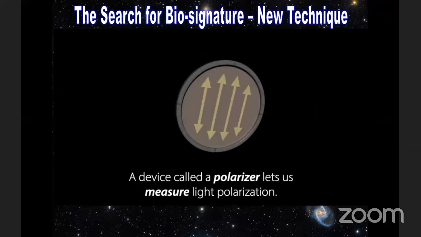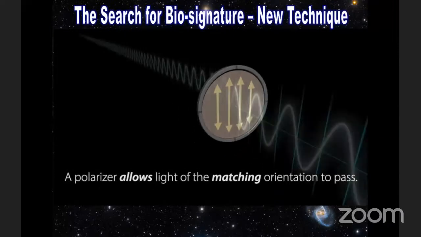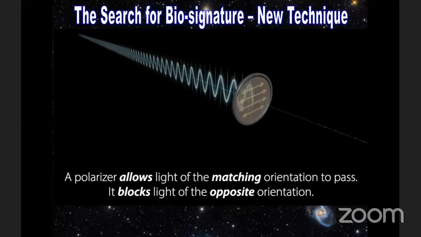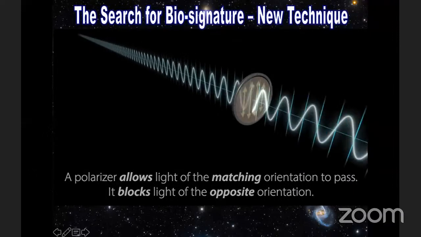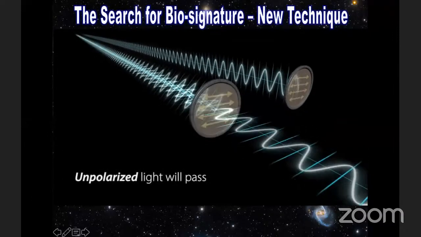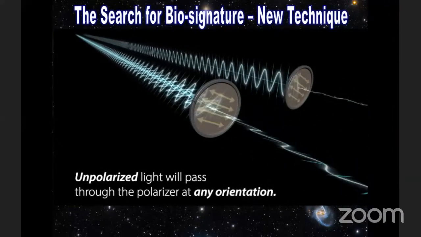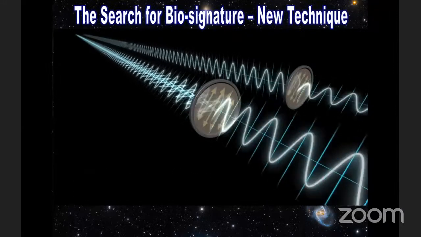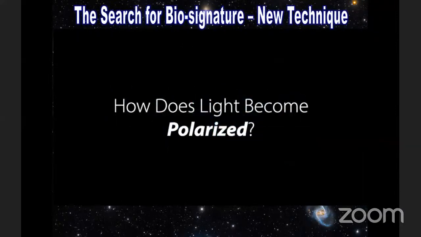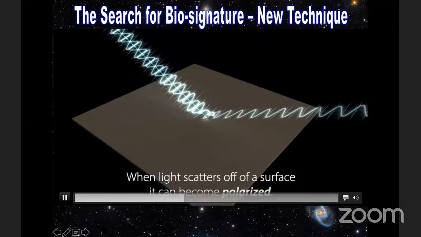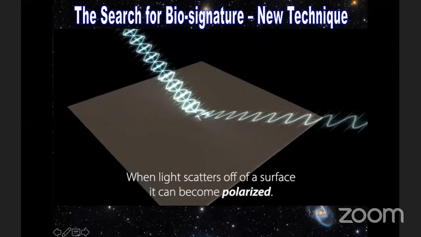A device called a polarizer lets us measure light polarization. A polarizer allows light of the matching orientation to pass. It blocks light of the opposite orientation. Unpolarized light will pass through the polarizer at any orientation. Now, how does light become polarized? Light becomes polarized either by the presence of a magnetic field or when light scatters off of a surface.